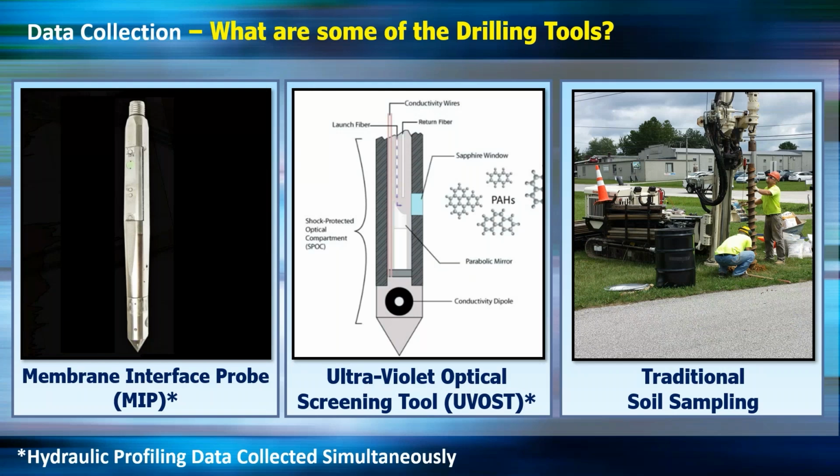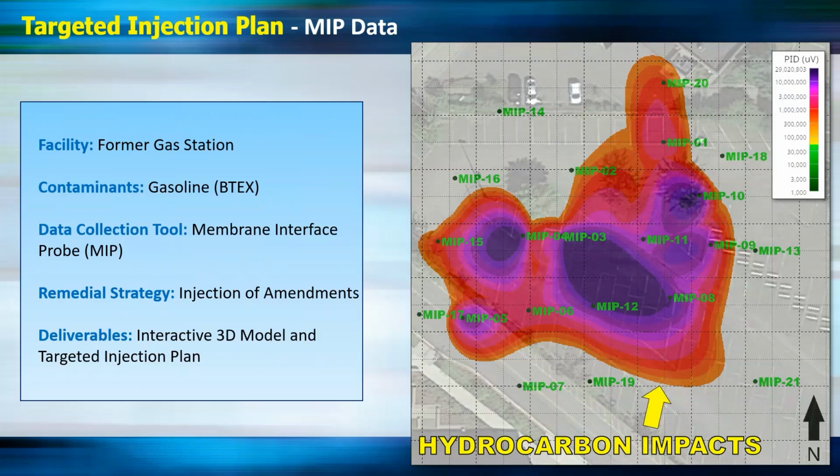And then we'll also show a traditional soil sampling option as the third case study. We're all probably familiar with collecting soil samples and analyzing for contaminants using a laboratory. I'd also like to point out that both the membrane interface probe and UVOST tool, as well as the OIP, collect hydraulic profiling data simultaneously, which at the same time injects a small amount of water into the subsurface and measures the amount of pressure required to inject that water. So you get a really good sense of the permeability of the subsurface and really understand where your storage and transport zones are.